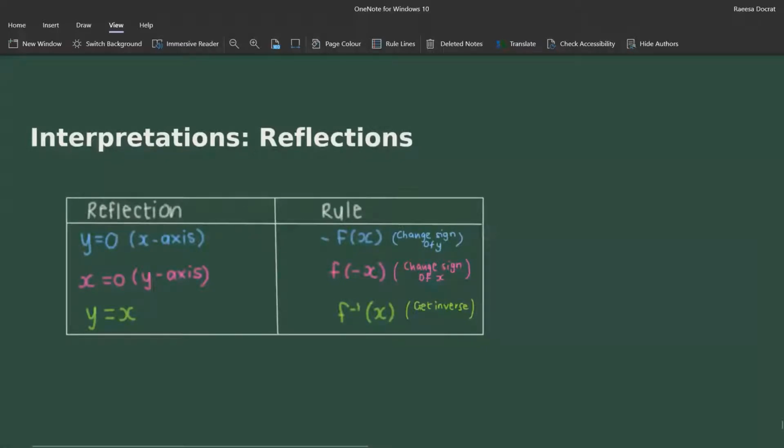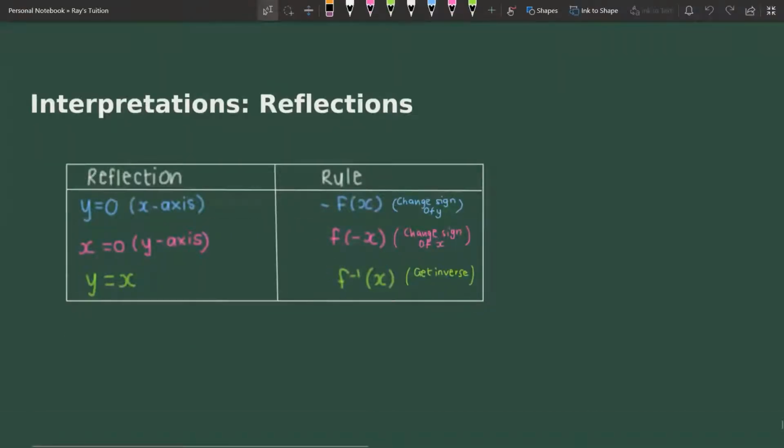Everybody, and welcome to this video on functions. In this video, we're having a look at reflections. So we will look at the reflections about three different axes for functions.